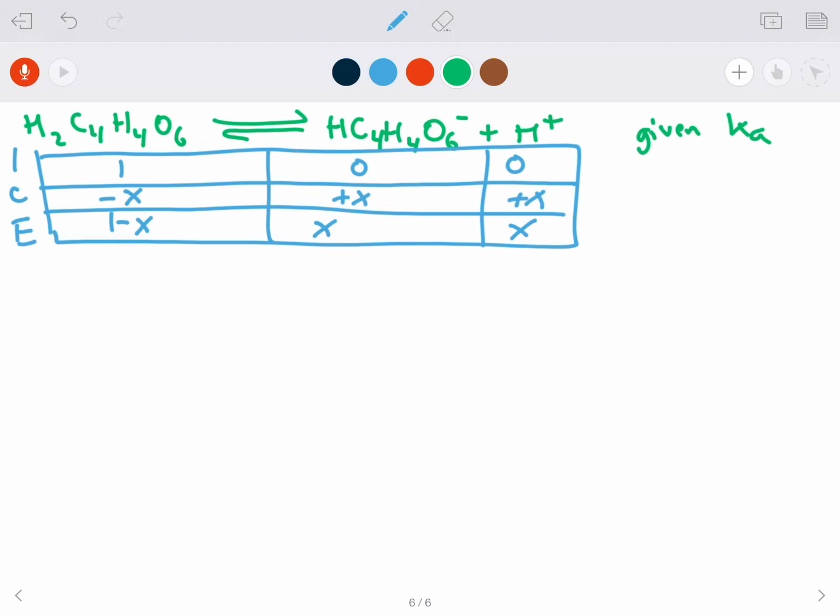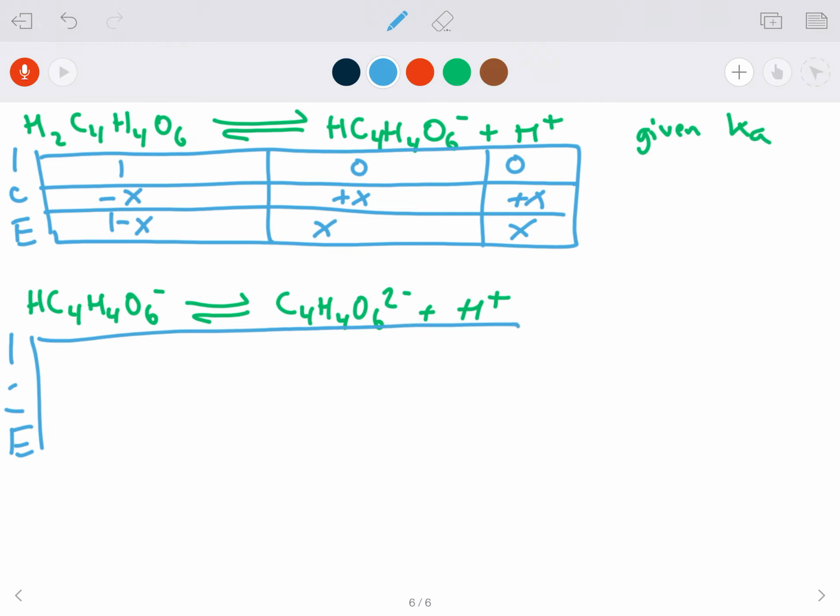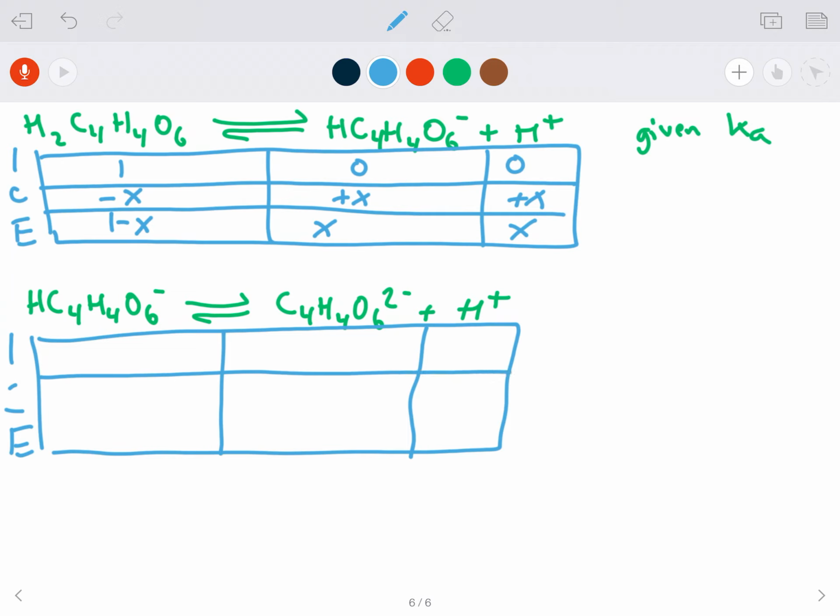we'll have to do, right? So Ka2 would be HC4H4O6 minus, I'll keep it consistent with how we have it above. So this is an equilibrium with C4H4O6 2 minus, and then H plus. So ICE table again. All of the protons that are the more acidic ones are going to dissociate before any of the less acidic ones do.